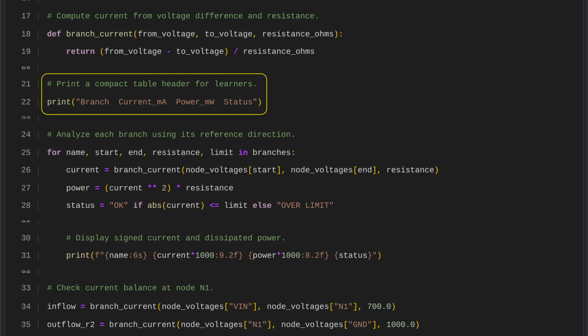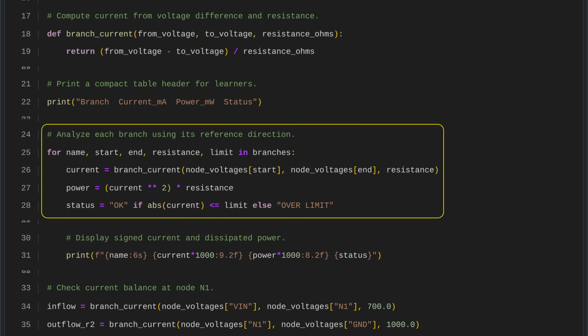We first print a table header to make the circuit results easy to read. It labels each branch by name, current in milliamps, power in milliwatts, and status, so learners can quickly compare branch performance. The process checks each electrical branch by reading its key details, including its nodes, resistance, and current limit.